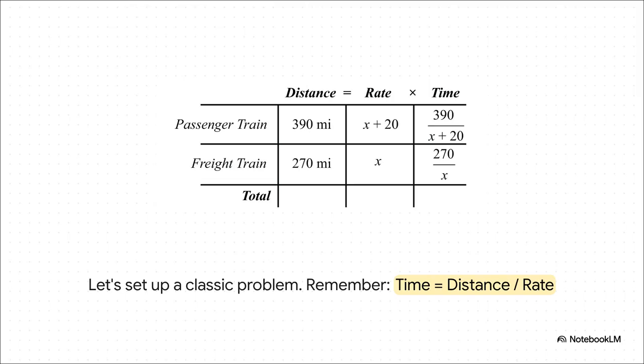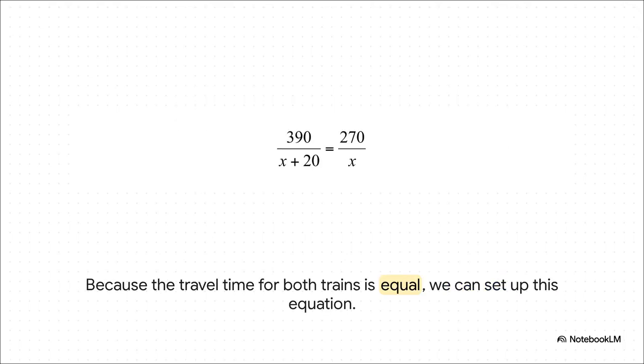And we all know the classic formula, right? Distance equals rate times time. Well, if you just move that around a little bit, you get time equals distance divided by rate. Now here's the kicker. The problem tells us that the travel time for both trains is exactly the same. That's our key. That's our aha moment. So we can literally set the time expression for the passenger train equal to the time expression for the freight train. And just like that, we've built a rational equation that actually models a real-world situation.